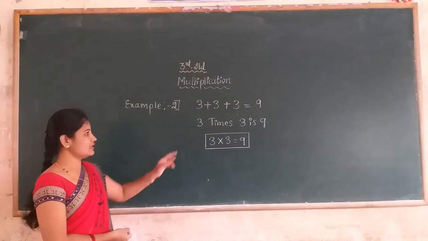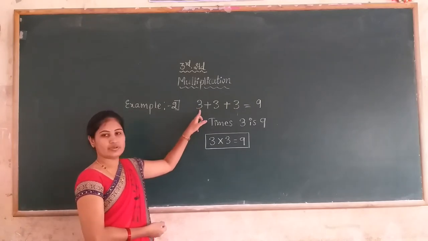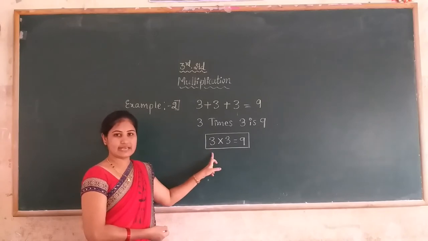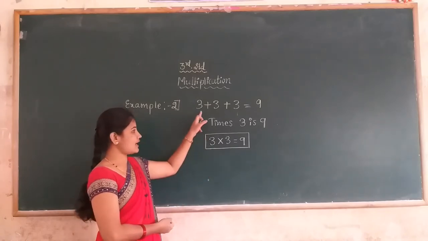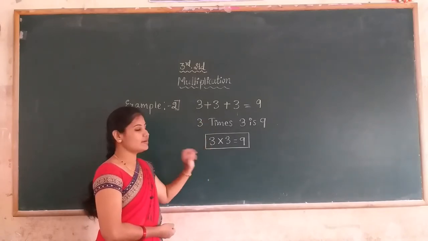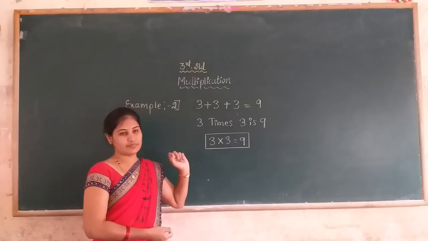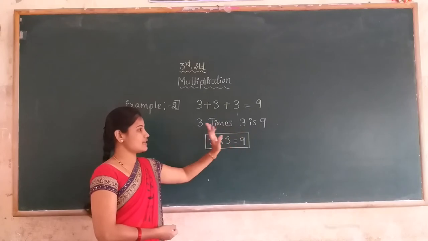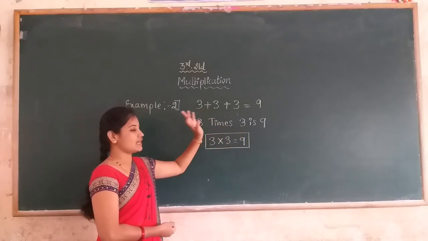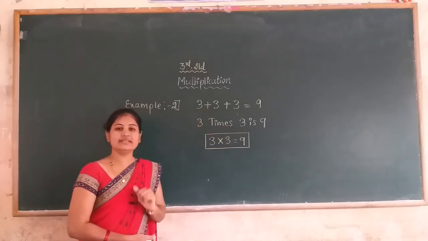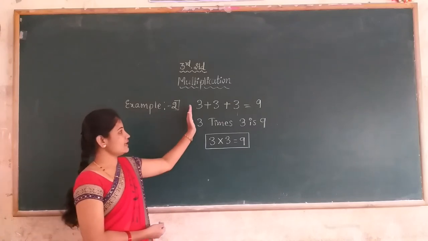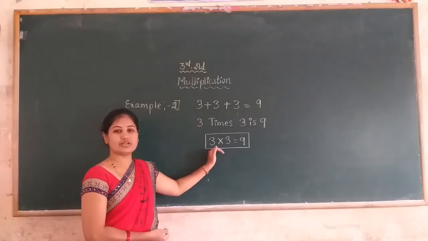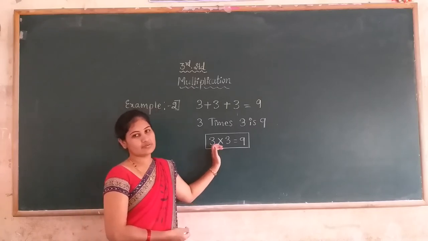Dear students, in the addition form, we write like this. In the multiplication form, we write like this. This is the addition form. This is the multiplication form. 3 times 3 is 9. The 3 times addition of 3, we get 9. This is the example for the addition form and this is the example for the multiplication form.